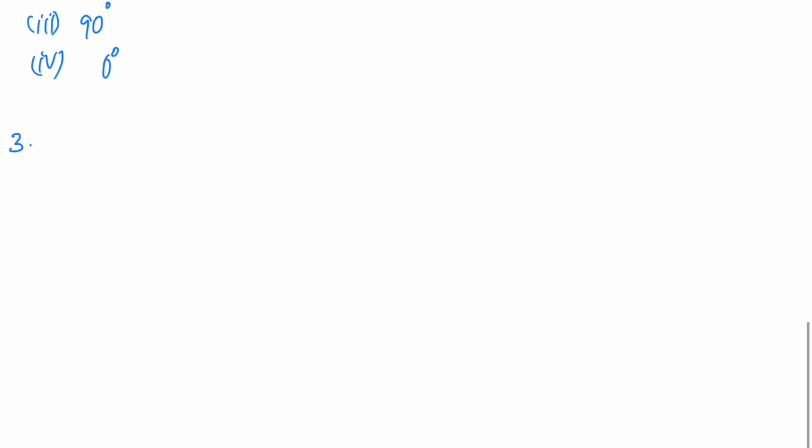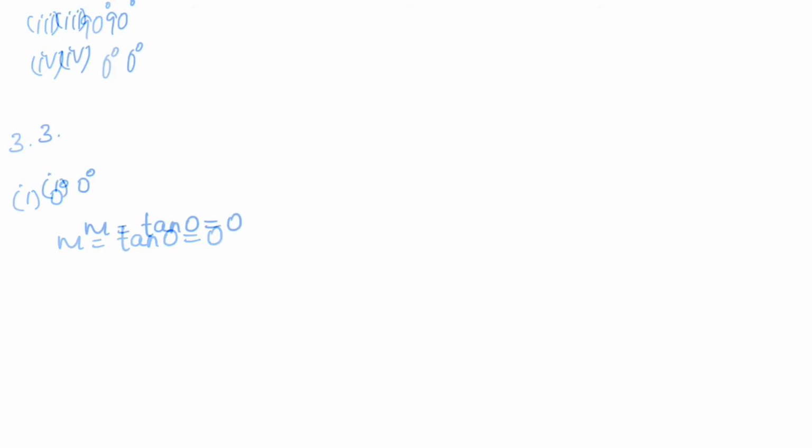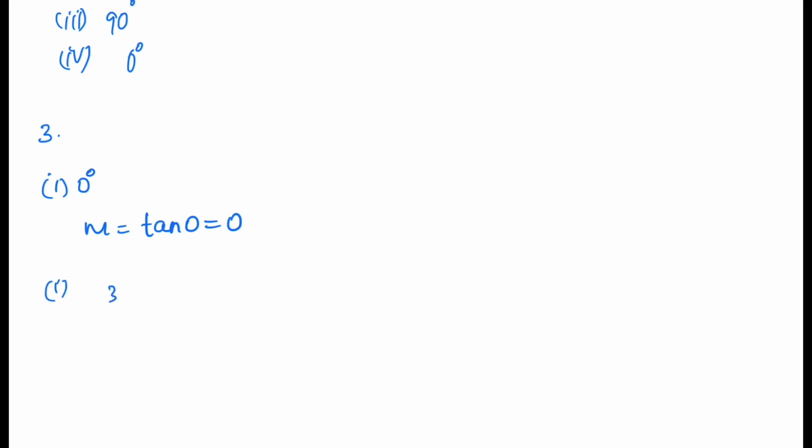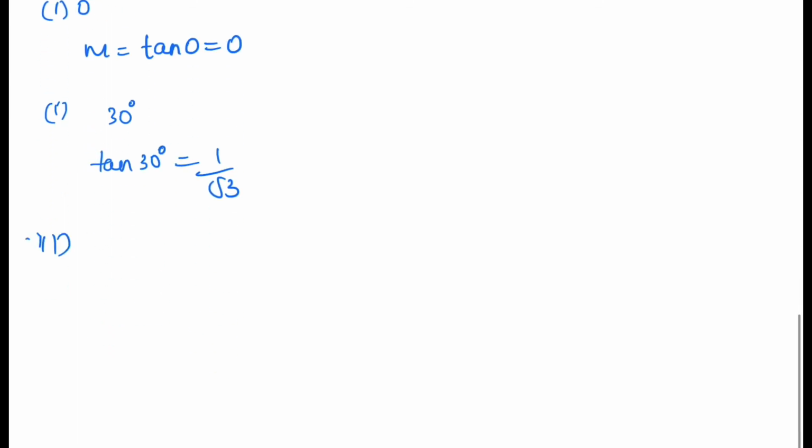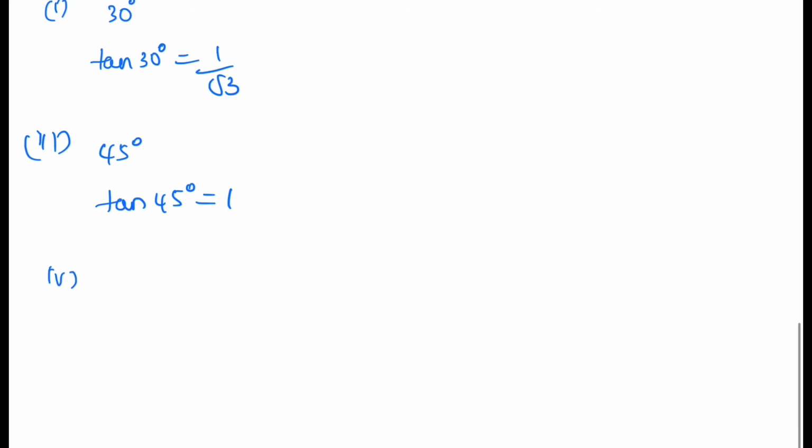Let us do the third main now. Write the slope of the line whose inclination is, first one, 0 degrees. So m is equal to tan 0, and tan 0 is equal to 0. Second one we have 30 degrees. Tan 30 is equal to 1 by root 3. Third one we have 45 degrees. Tan 45 is equal to 1. Fourth one we have 60 degrees. Tan 60 is equal to root 3.